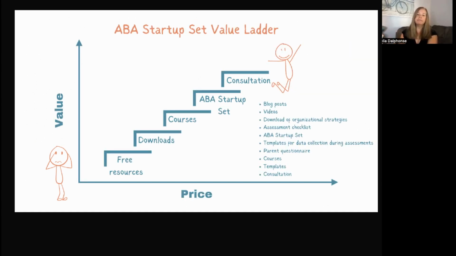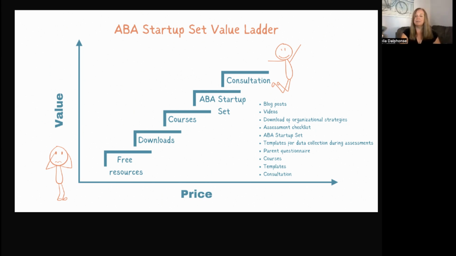So we might set up a value ladder for this that includes blog posts, obviously some training videos on how to conduct initial assessments, maybe videos on how to complete your documentation, and certainly how to use all the materials that are included in the ABA Startup Set. You're going to probably want some sort of checklist, and the checklist should include all of the materials that are included in the ABA Startup Set.